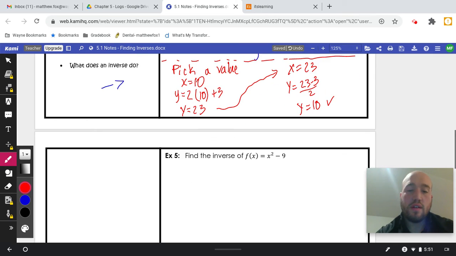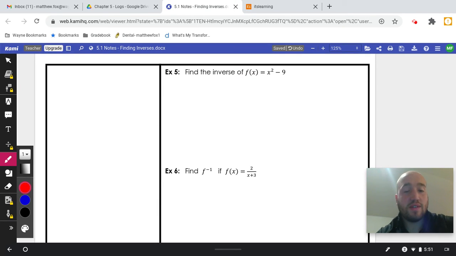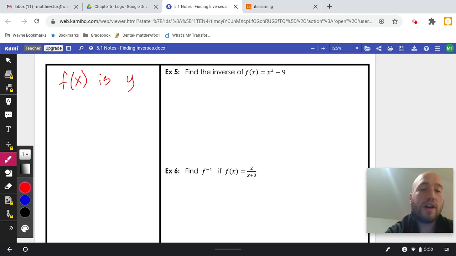So let's do it again. We don't always have to check it unless it asks us to. But we do want to find our inverse here on example 5. So it says find the inverse of f of x equals x squared minus 9. Now the f of x might give some of you pause. f of x just means the function with respect to x, which is the same thing as our y.